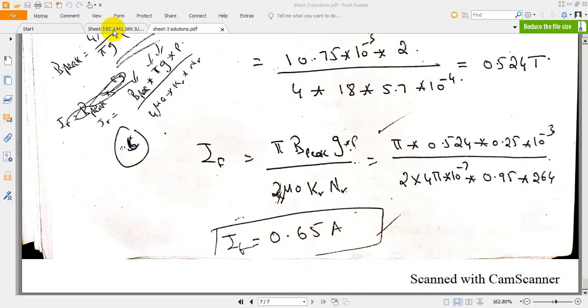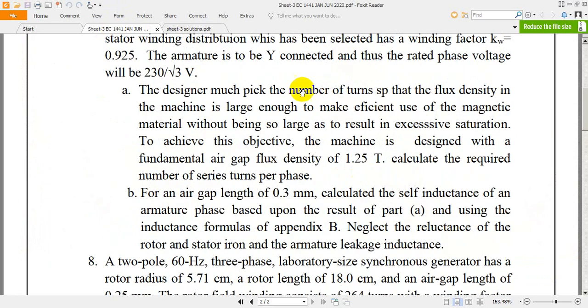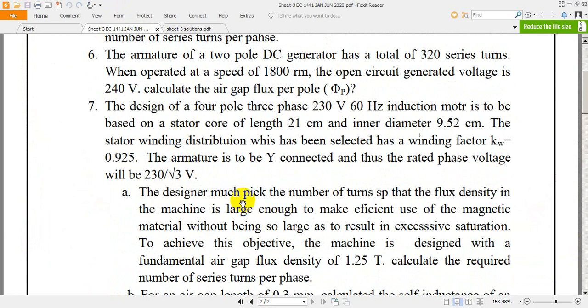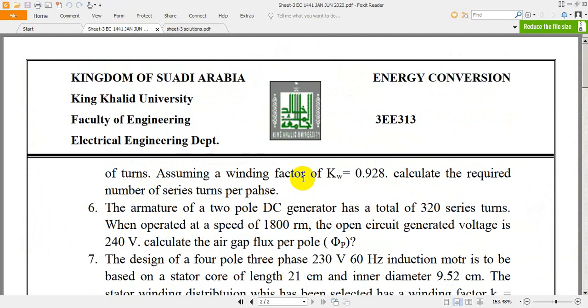Now what we have evaluated with this, we have completed problems related to the synchronous generator, problems related to the induction motor, problems related to the DC machine in sheet 2. Sheet 3. Complete sheet 3 is completed now.